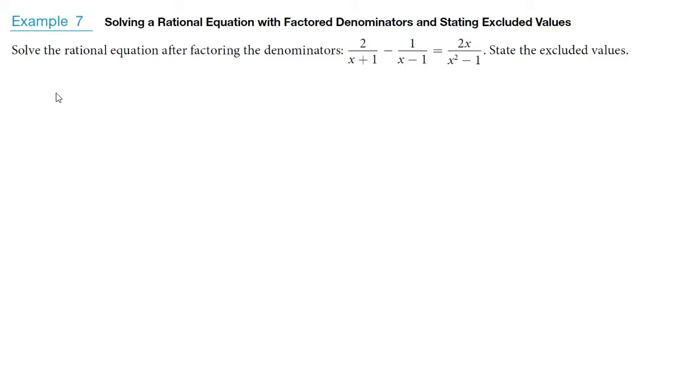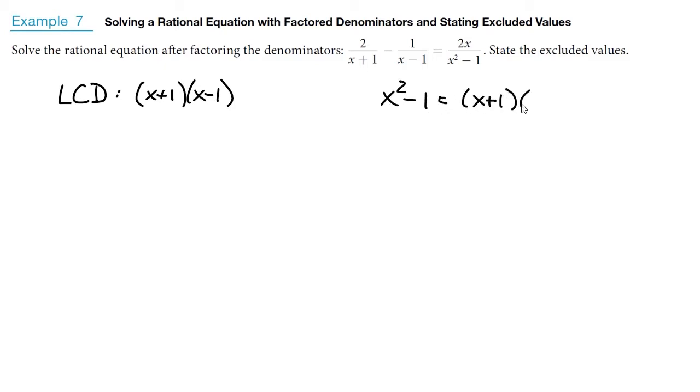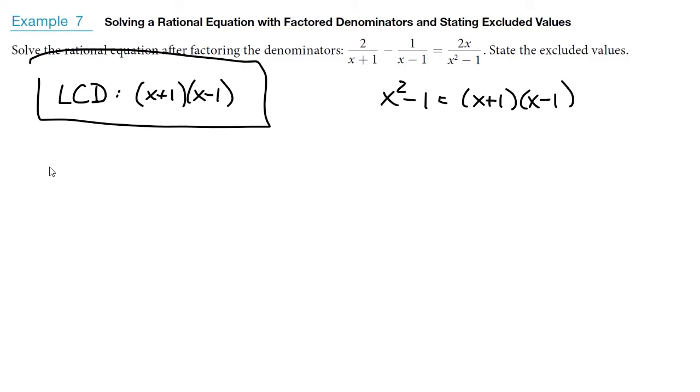So we will notice that we have factors when we're looking for the least common denominator. The first factor is x plus 1. The second factor is x minus 1. And the third factor we have here is x squared minus 1, but that actually will factor to be x plus 1 multiplied by x minus 1. So the least common denominator is this, x plus 1 multiplied by x minus 1.